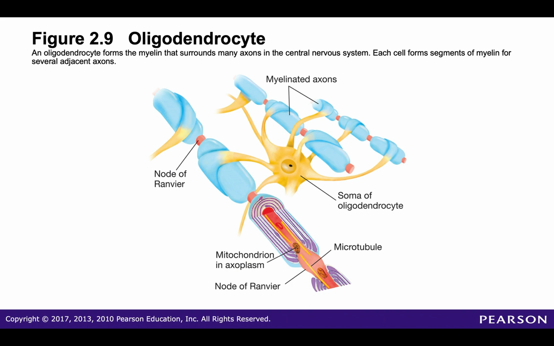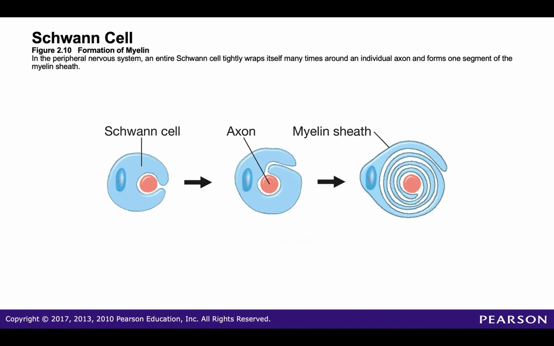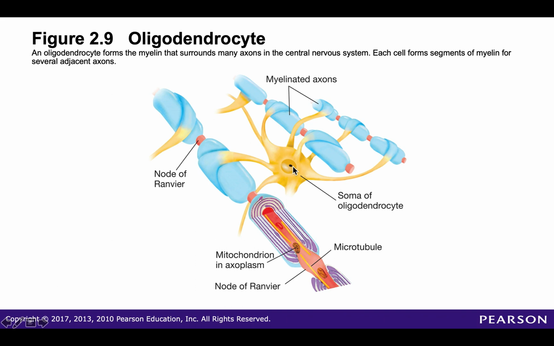As I mentioned, oligodendrocytes are myelin-producing cells in the central nervous system, and Schwann cells are myelin-producing cells in the peripheral nervous system. The function of myelin is the same whether it came from a Schwann cell or an oligodendrocyte, but the difference is structural. Here we have a single Schwann cell wrapping multiple times around an axon so that one Schwann cell forms one segment of myelin. In contrast, a single oligodendrocyte can form myelin segments on many neighboring neurons, and even multiple segments on the same neuron.